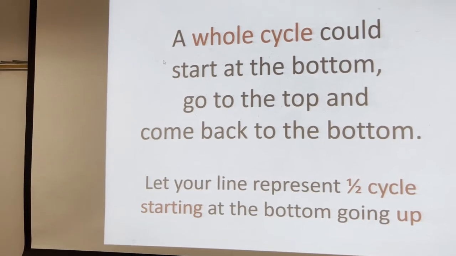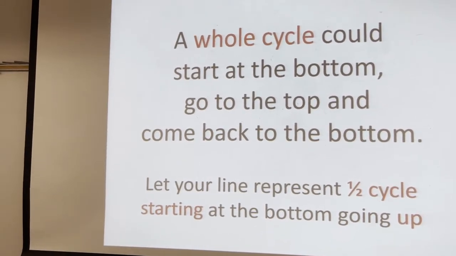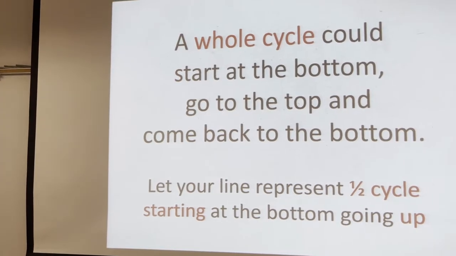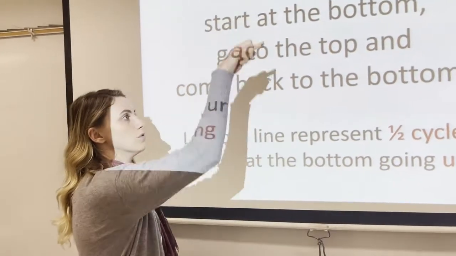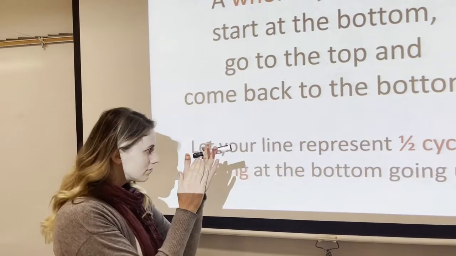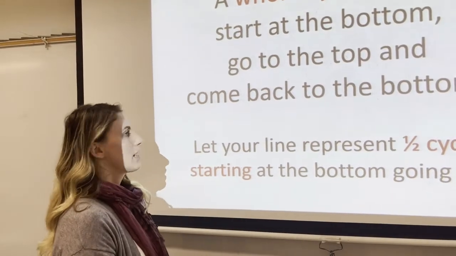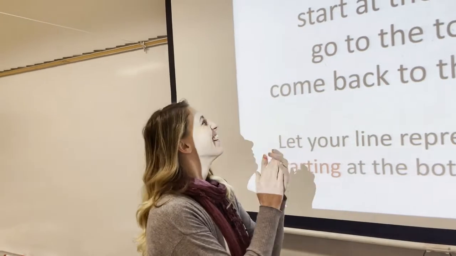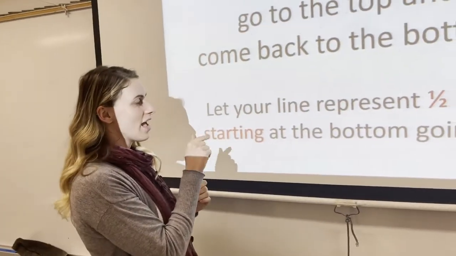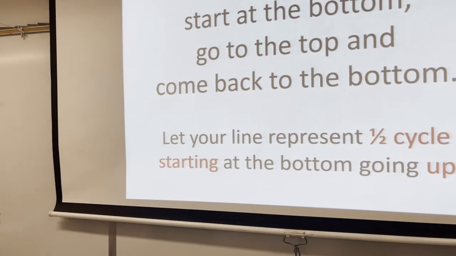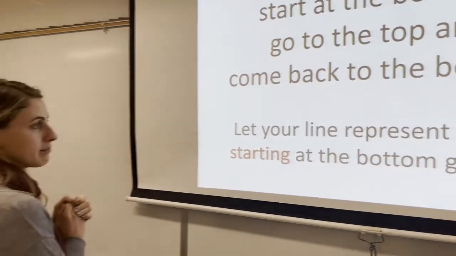A whole cycle could start at the bottom, go to the top, and come back to the bottom, right? So it goes up and down. A cycle is like clapping your hands. Well, no, that's just, you know, you clap. Here's where we're going with this. Let the line that we draw here represent half a cycle starting at the bottom going up.